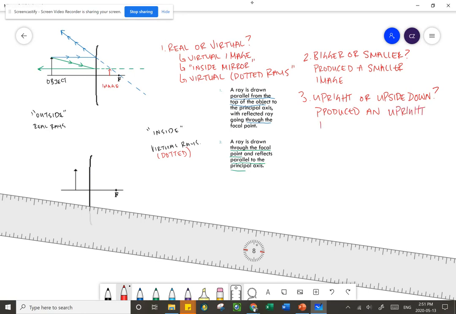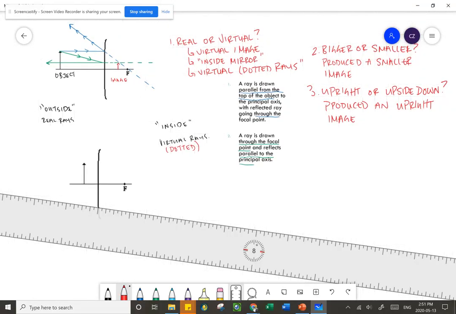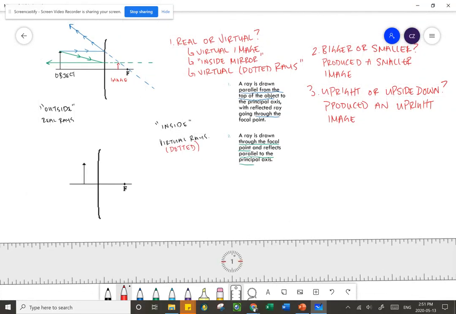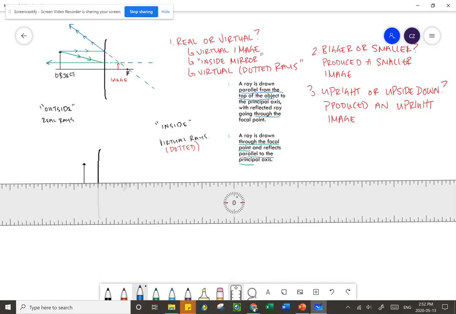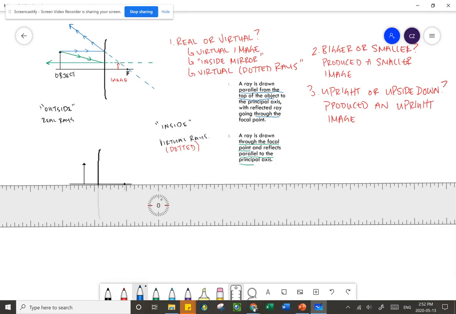So if you had to report on this image, you would say it produced a virtual image that was smaller and upright. Okay? Now let's try one more. Move this ruler down a little bit. We have another example right here. So I'm going to start off with my first ray. Like we said, the first ray is always going to go parallel to this principal axis.